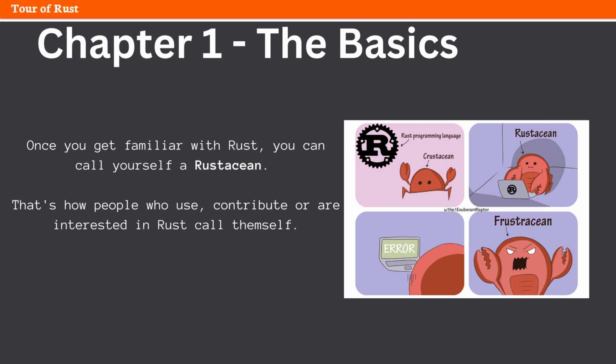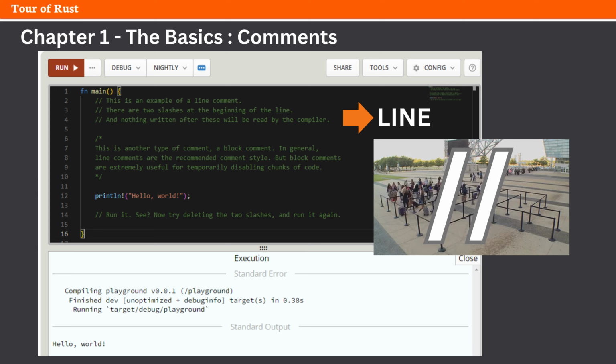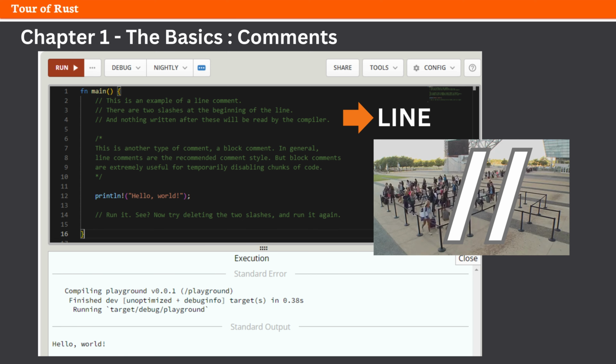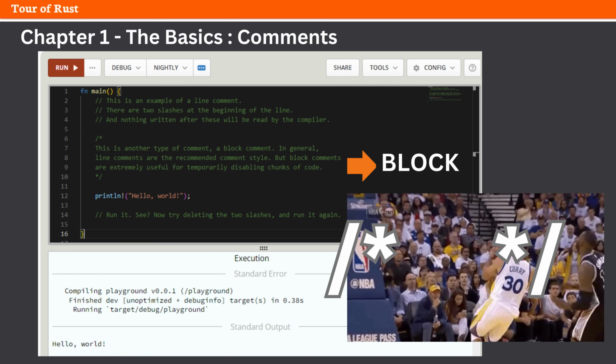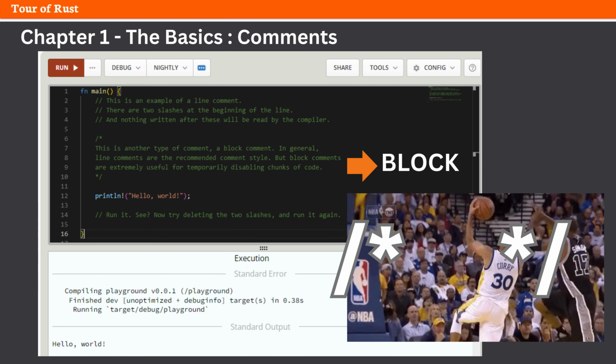This code demonstrates 2 types of comments in Rust: line comments and block comments. Line comments start with 2 forward slashes and extend to the end of the line. They are commonly used to provide brief explanations or notes within the code. Block comments are surrounded by slash-star and can span multiple lines. While line comments are generally preferred for brevity, block comments can be useful for temporarily disabling chunks of code during testing or debugging.